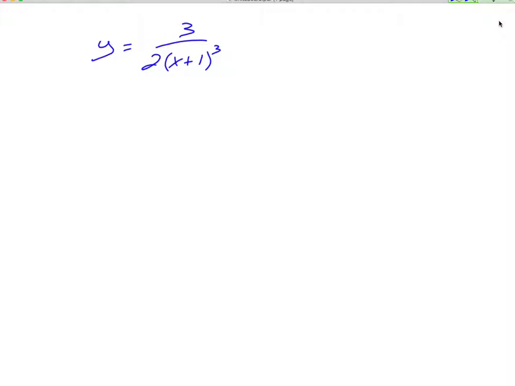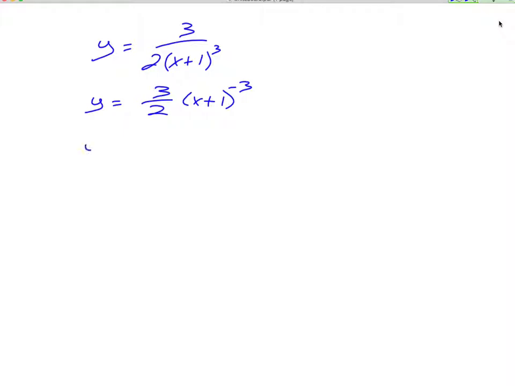So I have y equals 3 over 2 times (x plus 1) cubed. Still move it up. Remember, what's the only thing I want to move? The x plus 1 is the only thing I want to move. So I'm going to leave it as 3 over 2, then I'm going to make it (x plus 1) to the negative 3. That's the best way to think about it.